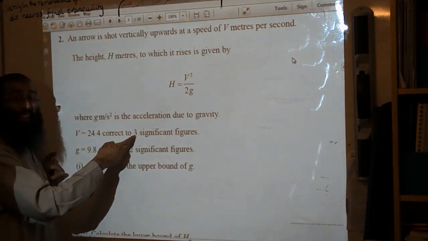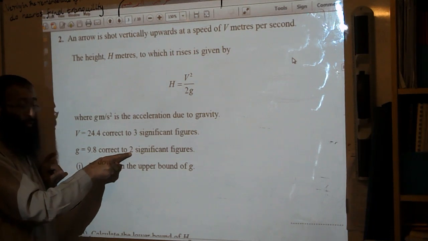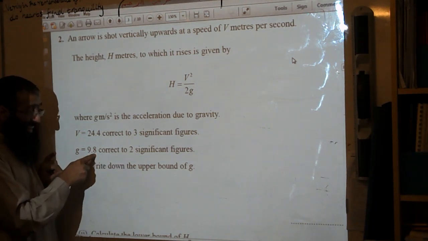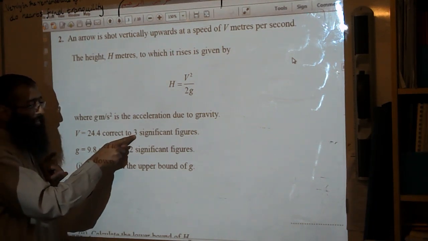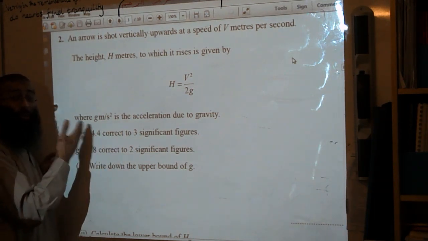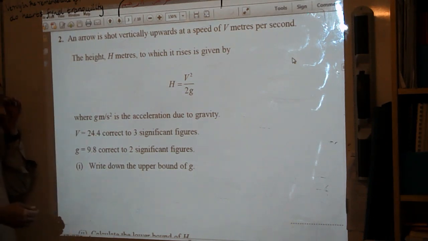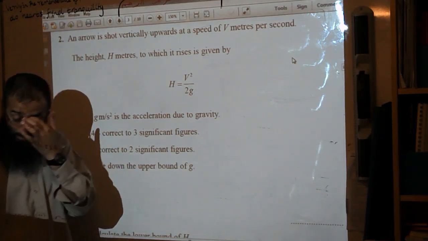Even though here they use 3SF and here they use 2SF, it's to do with where the second significant figure is. It's there in the tenth position. Where is the third significant figure? It's there in the tenth position. So we're talking about tenths. So it goes right down the upper bound of G. Okay, let's have a look.